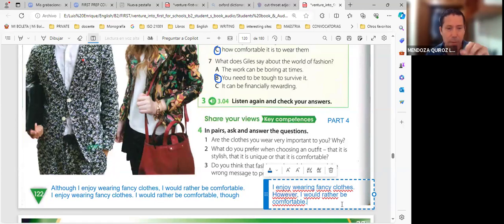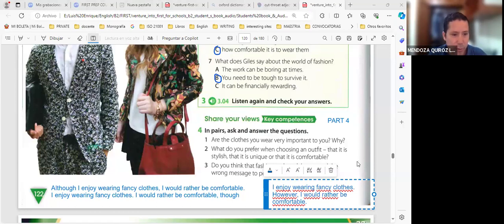So you have three different ways: although, though, however. Additionally, you can do your own research with even though, and there's one more. I cannot remember right now. Even though, yeah. Anyways, that's it. What else? Let's continue with number two.